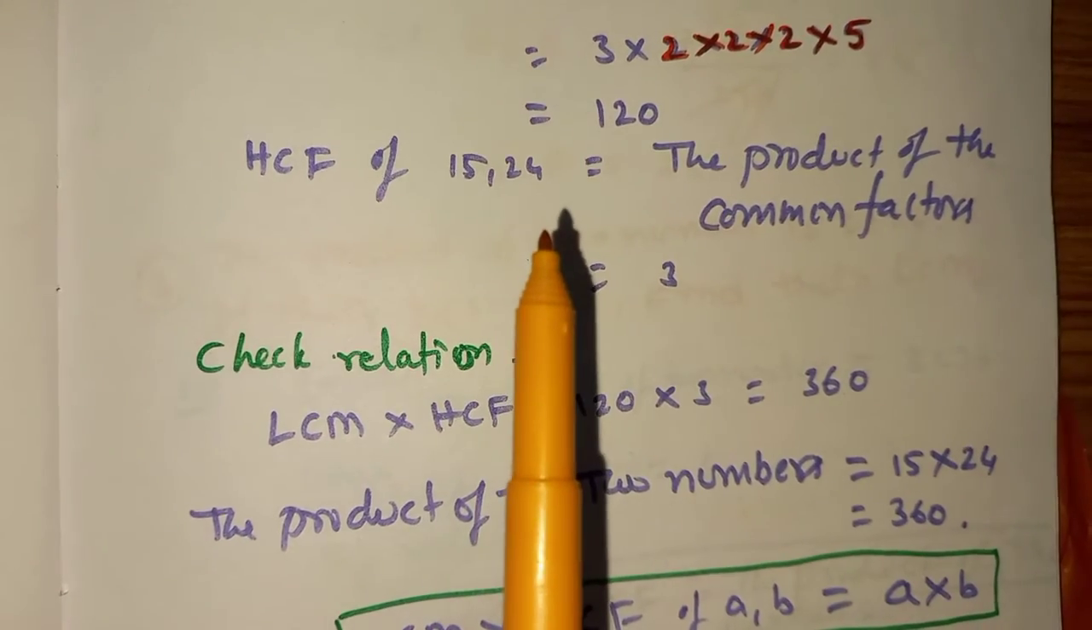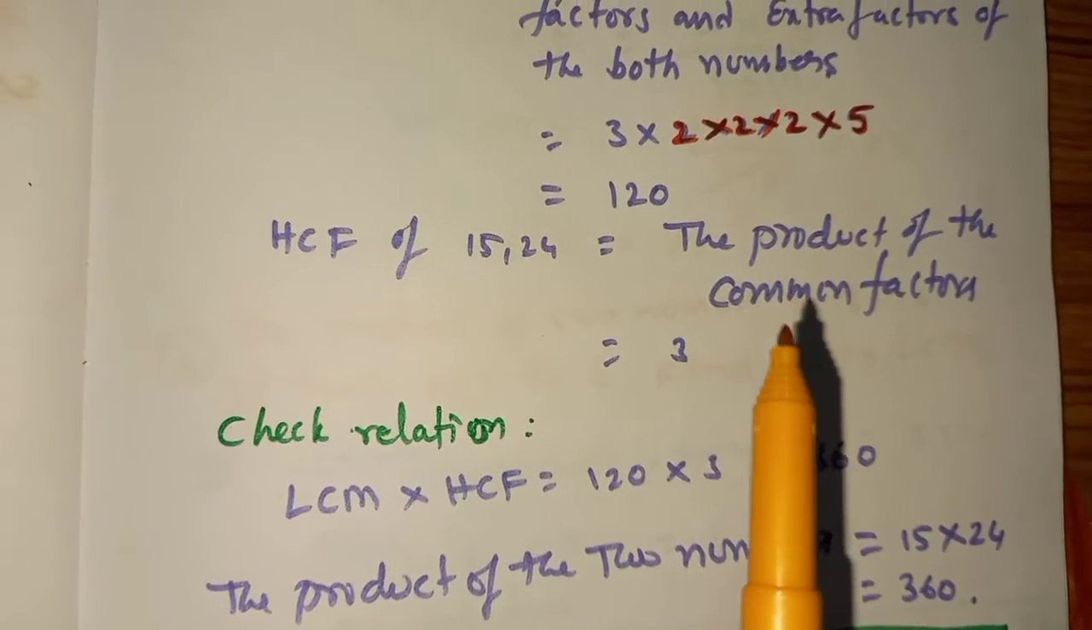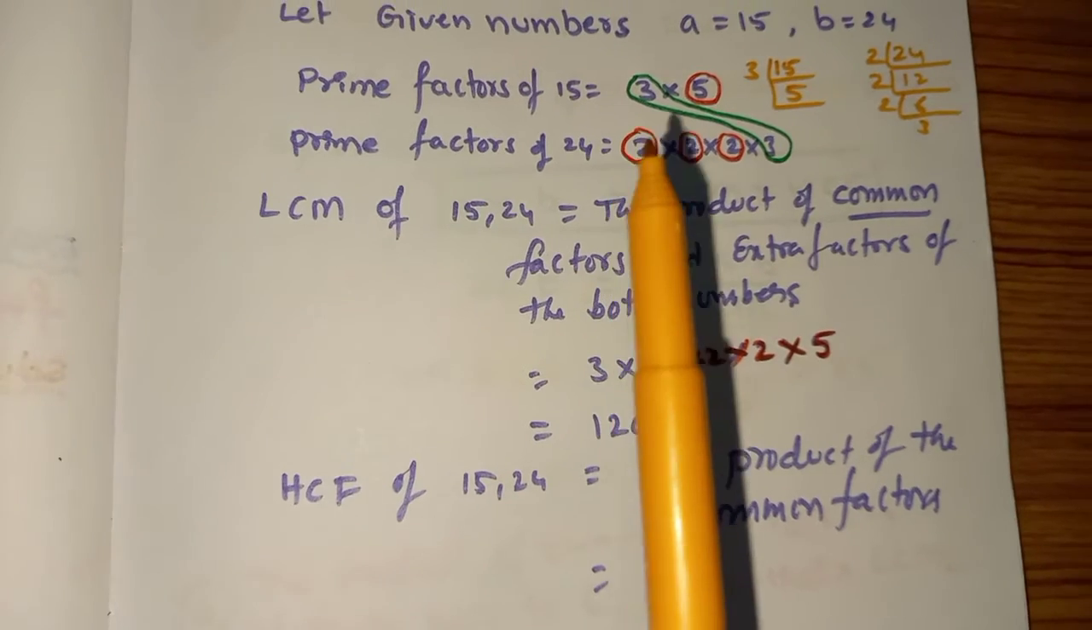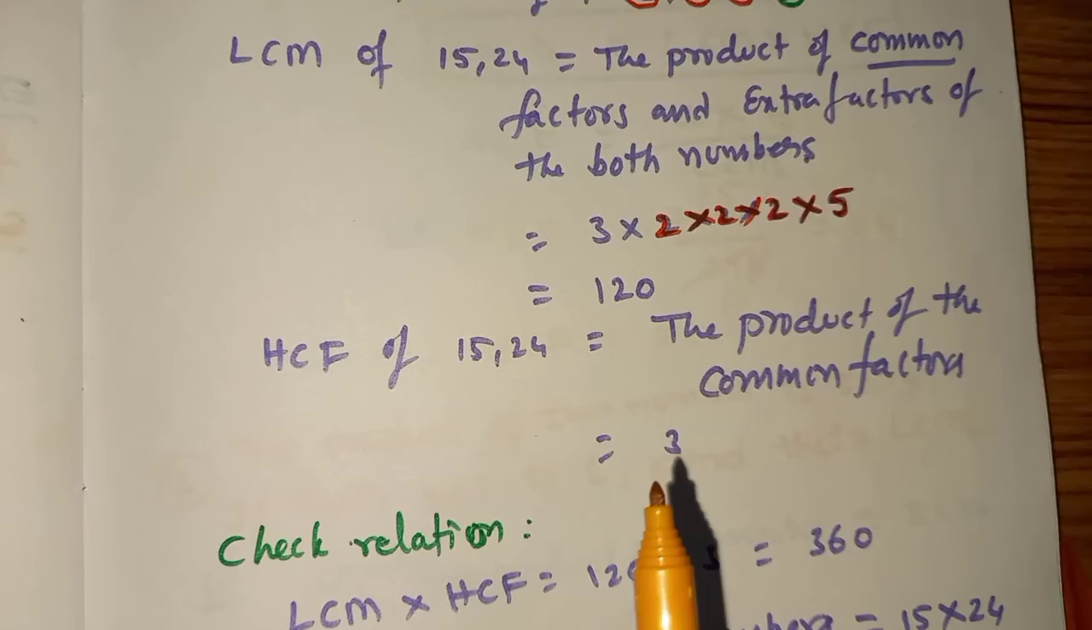HCF of 15 and 24 is equal to the product of the common factors. What are the common factors in the example? Only 3 is the common factor. Therefore, 3 is the HCF.